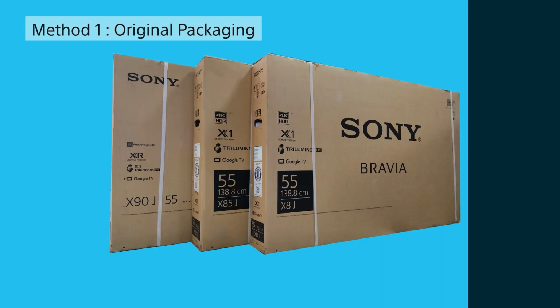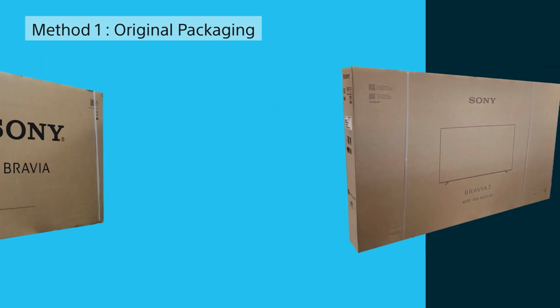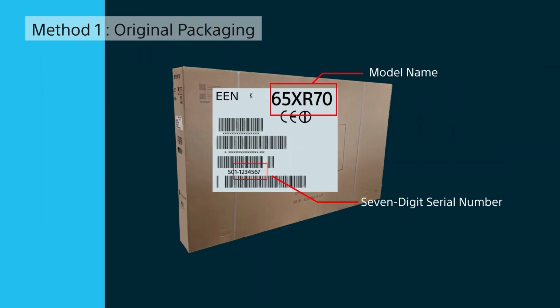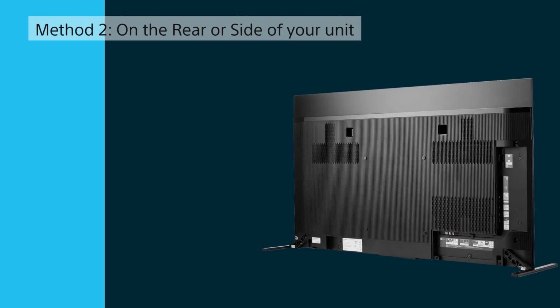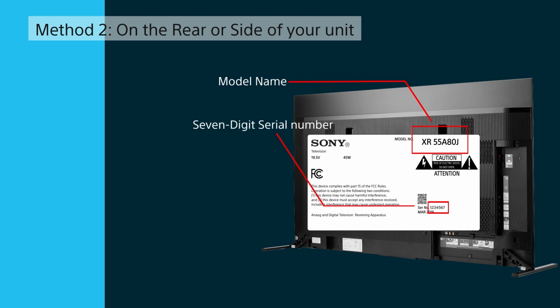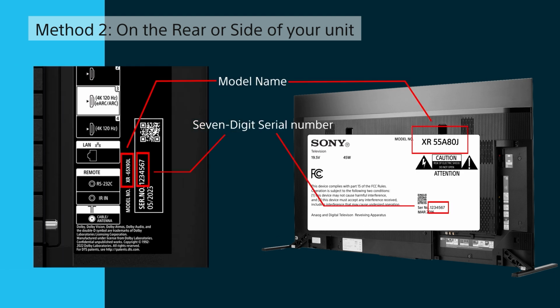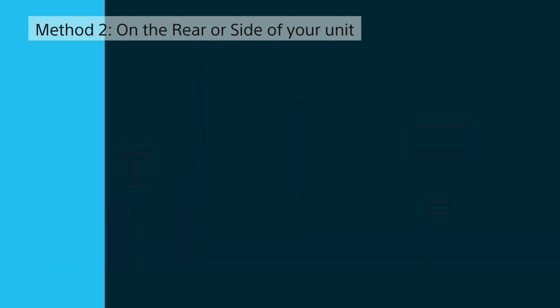Method 1. Original packaging. The model name and 7-digit serial number can be found on the sticker located at the box. Method 2. On the rear or side of your unit. Depending on your TV model, the model name and 7-digit serial number can be found on the sticker located at the back of the TV or on a label near the side input terminals.